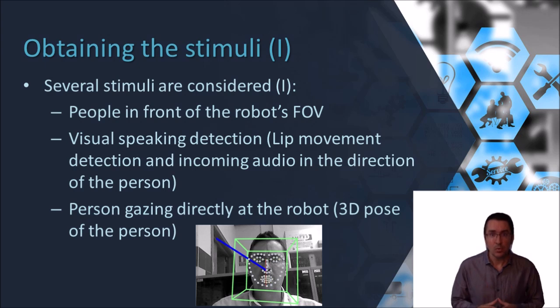we analyze the visual speaking. To get this information, we use the lips movement, but also the incoming audio in the direction of that particular person. Thirdly, we analyze the gaze of the people in order to check if these people are gazing directly at the robot. In the interaction between different people, when someone is gazing directly at another person, is because that person is in the attention of that initial person.